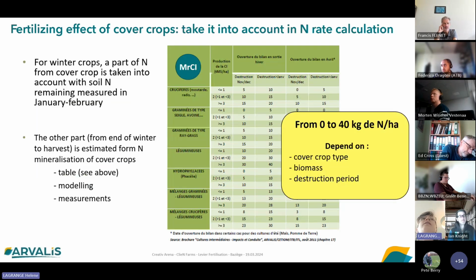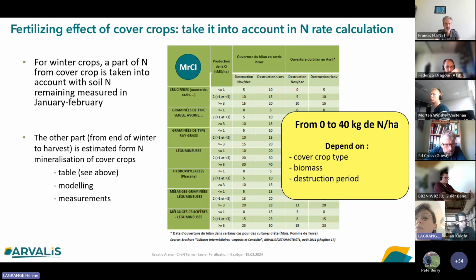So these trials help us to understand how to take into account the nitrogen effect of the cover crop and how to take it into account in the calculation of nitrogen needs for the next crop. So mostly for the winter crops, we consider that a part of the nitrogen from the cover crop is measured with soil measurements at the end of winter.